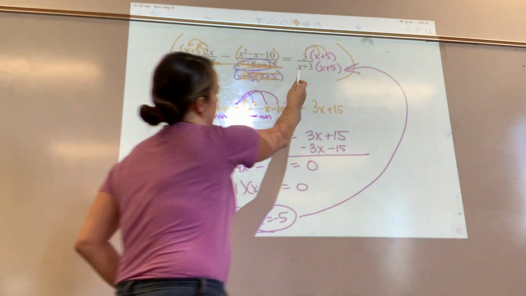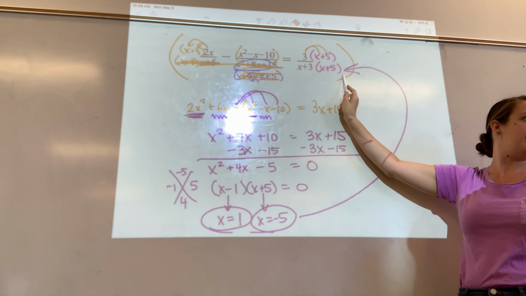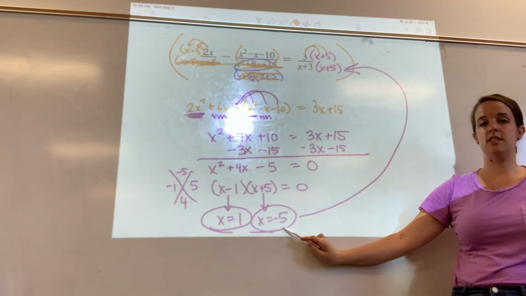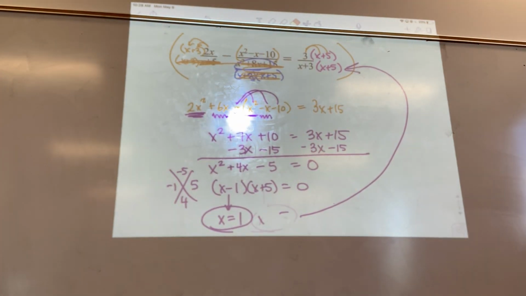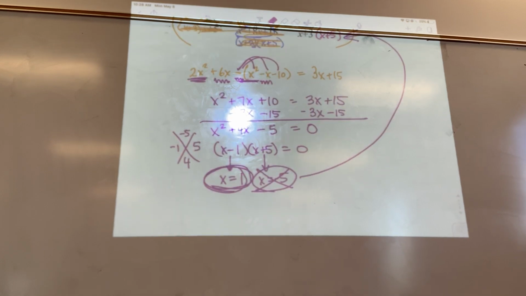What is x not allowed to be? Negative 3 and negative 5, right? But didn't we just say that x equals negative 5? Right, so this is what's called an extraneous solution. Right? This is actually not a solution at all. The only solution is x equals 1. This is called extraneous.